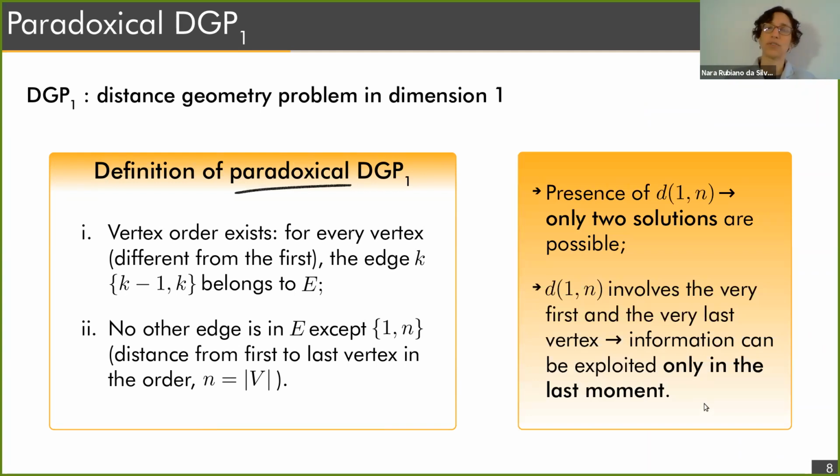Actually, this arises from the fact that the presence of this last distance, the one between the first and the last vertex, on one hand makes the problem kind of simple because in the end, only two solutions will be possible. But on the other hand, this last distance information can only be used in the last moment. So up to this moment, the number of candidate solutions still grows exponentially. So the problem is still NP hard.